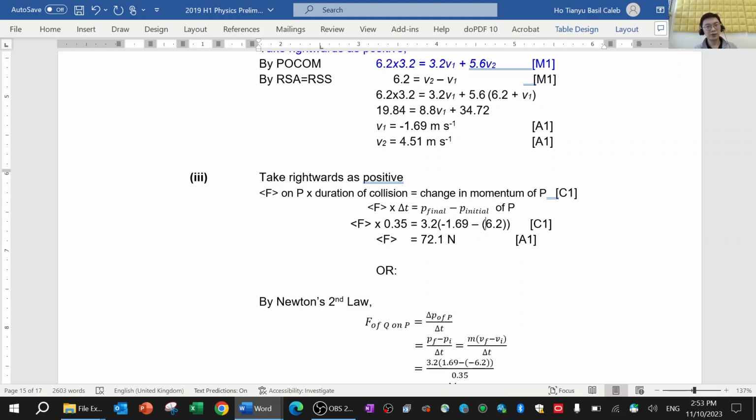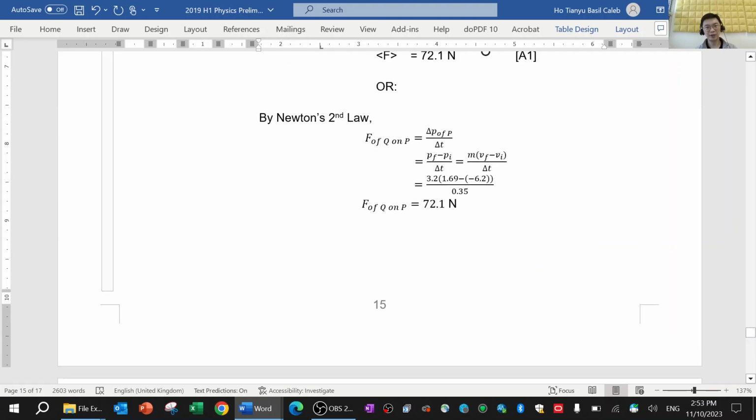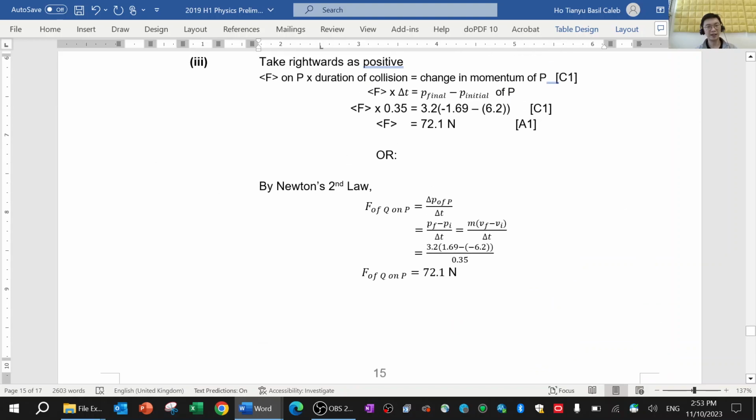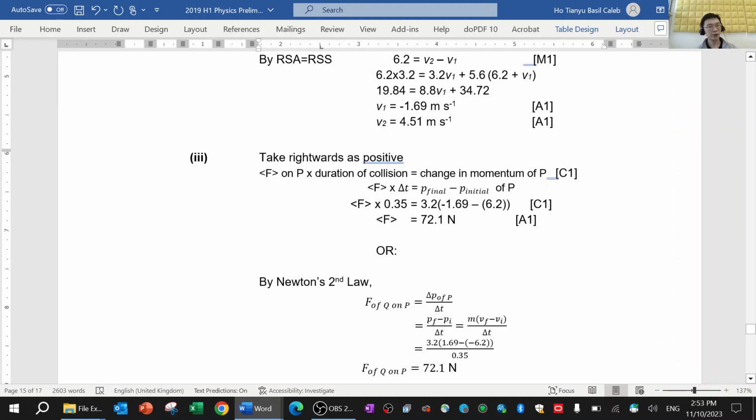If you take right as positive, there are a few ways to solve this. I think TM gave 3 different methods. I gave the one in the middle to solve, and I also elaborated a little bit on the first one. Okay, so let's see. Do you want to find the average force that Q exerts on P? The first method is to find the average force on P. They use the impulse momentum theorem, right?